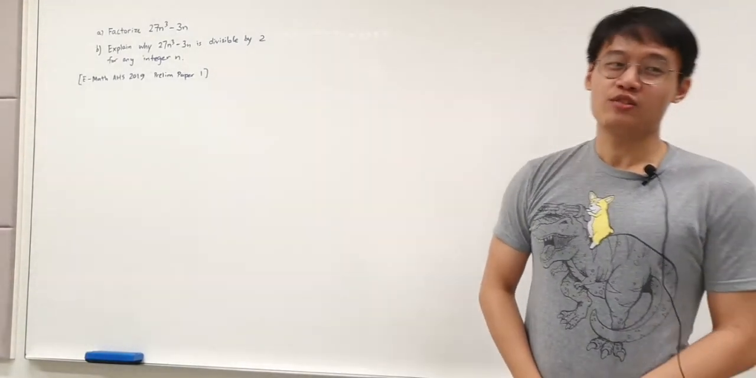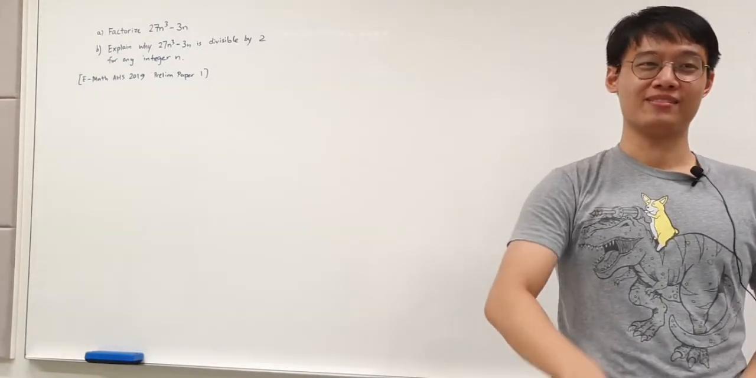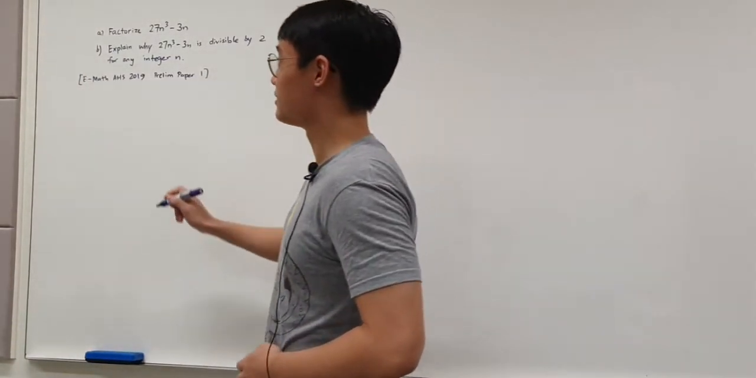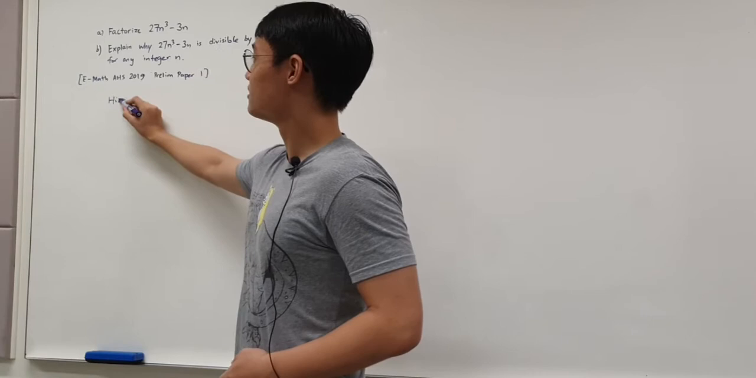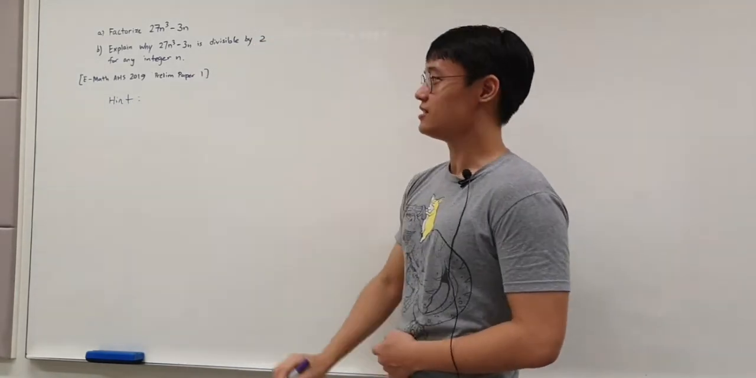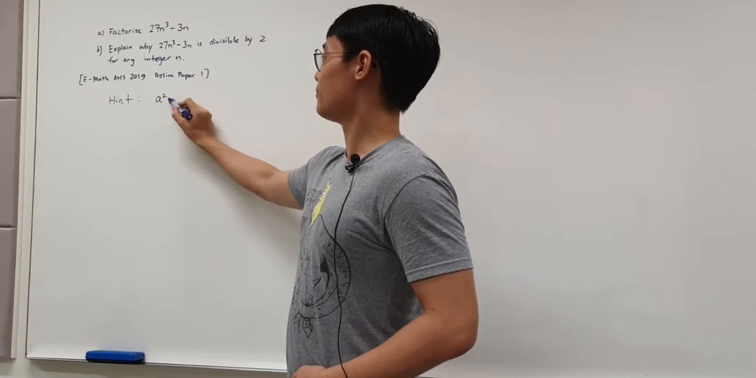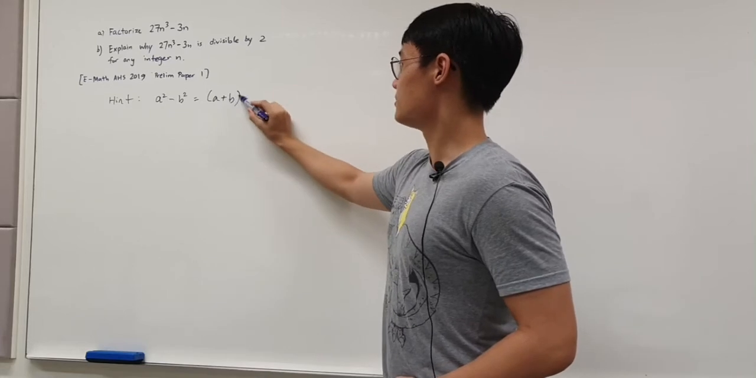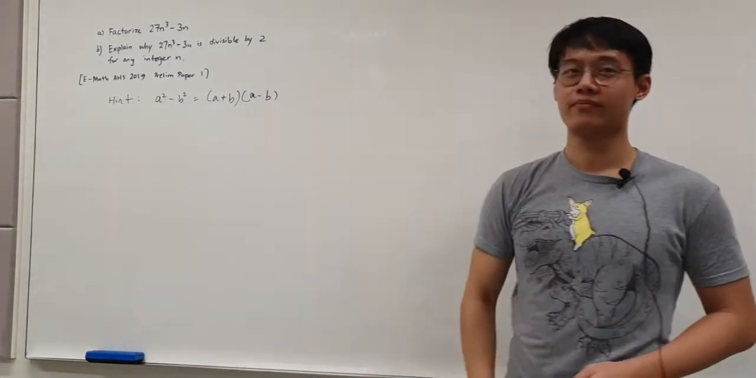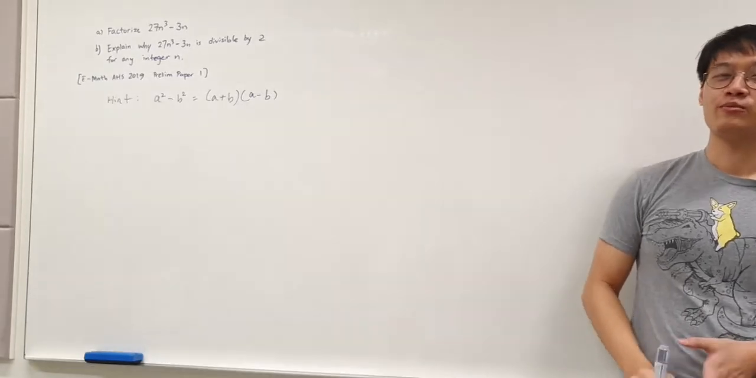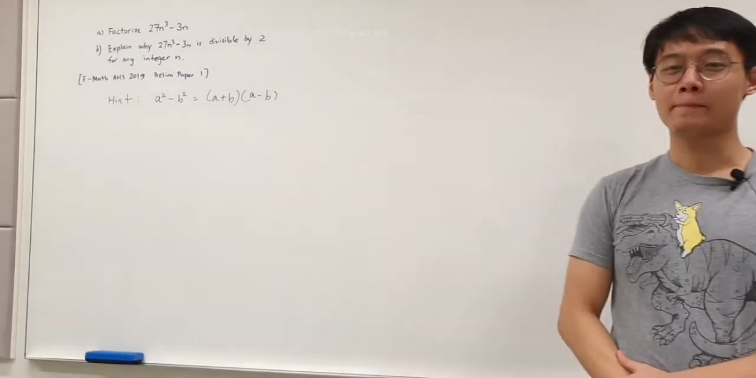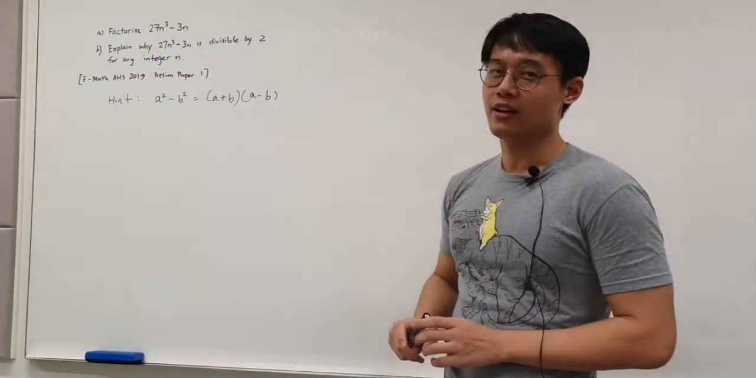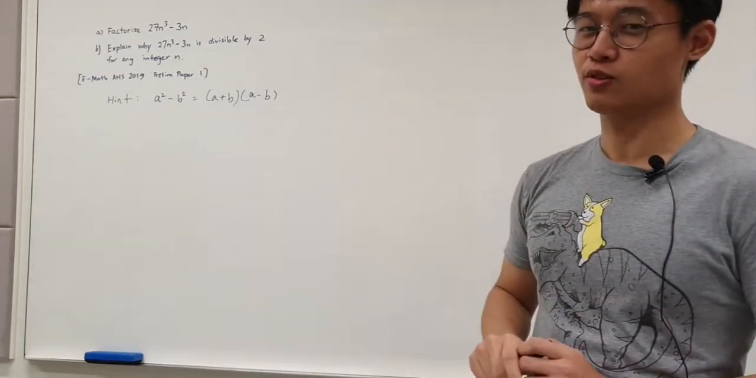I'll give you a few minutes to try this question out. If you are stuck on this question, let me give you a hint. The hint is use a squared minus b squared equals a plus b times a minus b. I'll give you a few more minutes to work this question out. Okay, so now you have done this question, let us go through.